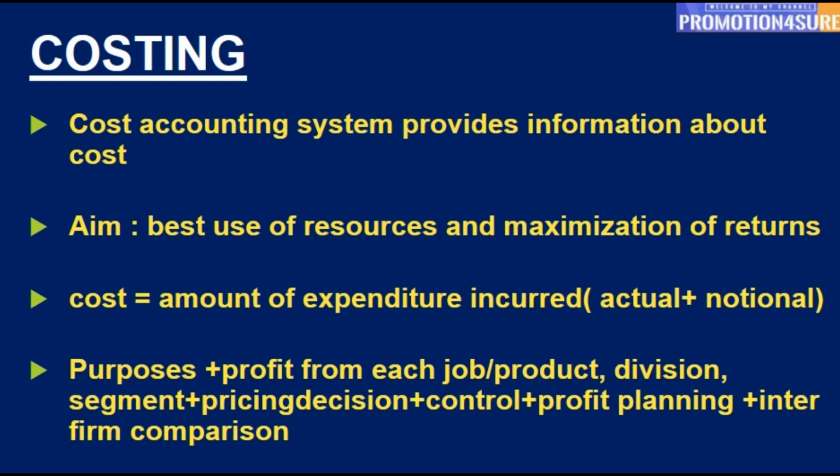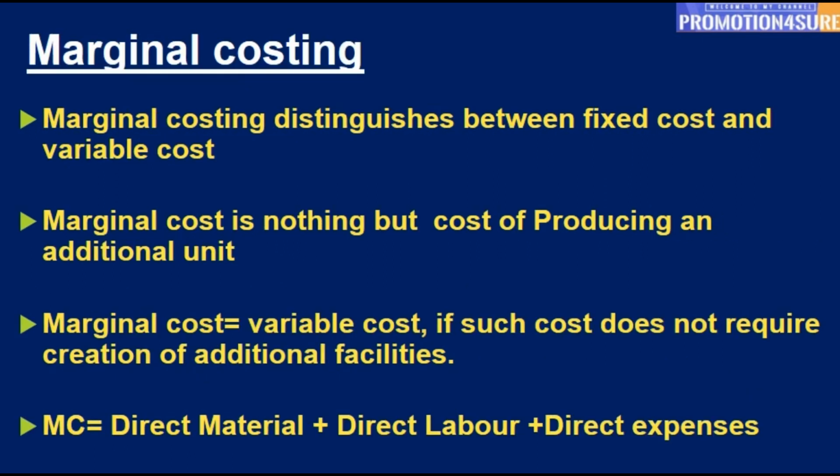The aim is the best use of resources and maximization of returns. Cost is the amount of expenditure incurred, which is actual plus notional. The purpose is profit from each job, product, division, segment, pricing decision, control plus profit planning, and inter-firm comparison.